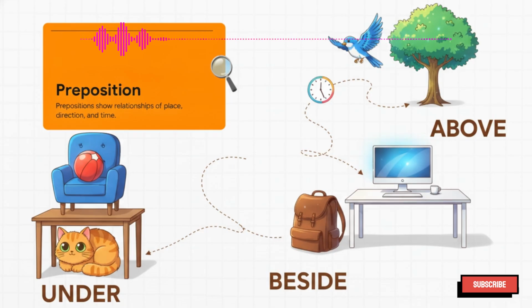First up for connections, we have prepositions. Prepositions show relationships of place, direction, and time. They act as little visual indicators in our language, telling us where things are physically located in relation to one another. Think of a cat hiding under the table, a ball sitting on the chair, a bag beside a desk, or a bird hovering above a tree. Under, on, beside, above. These prepositions literally map out the physical 3D space of our sentences.